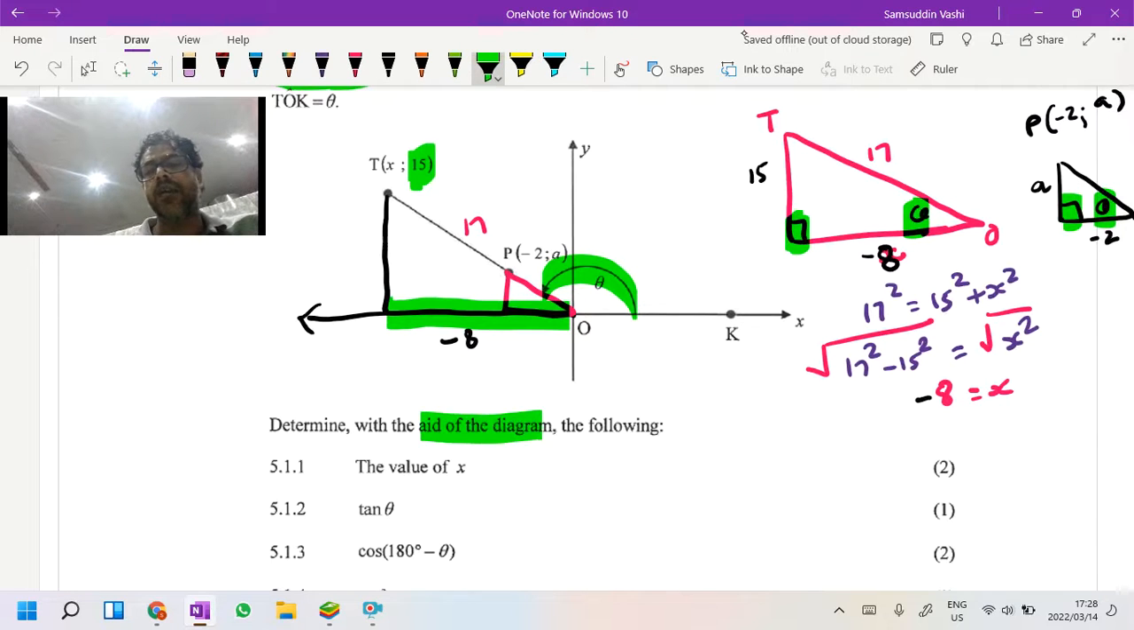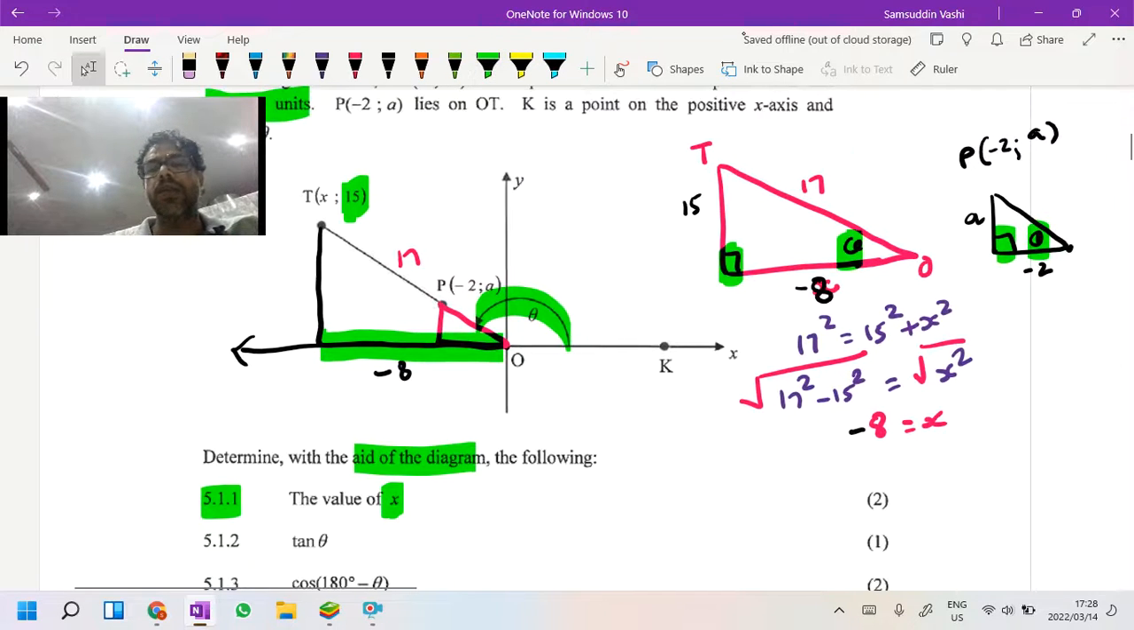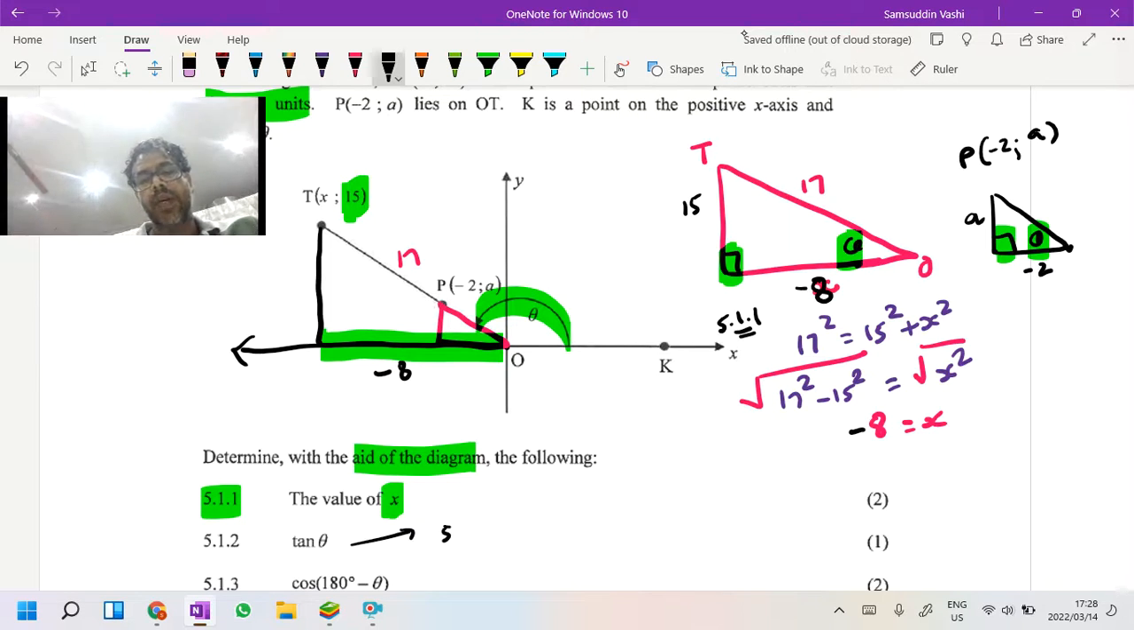With the aid of the diagram, which we have already used, 5.1.1, value of x. Okay, so the moment we use the Pythagoras, we already have the first answer, 5.1.1. Now the same thing I'm going to use for 5.1.2, I'm looking for tan theta. So the moment my diagram is complete, it's SOHCAHTOA. It means it's opposite over adjacent. Finished. That's my answer.